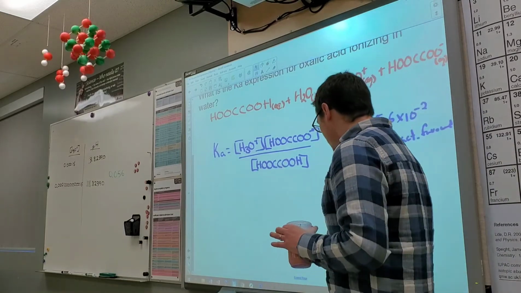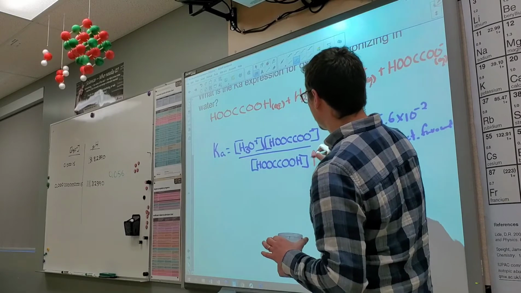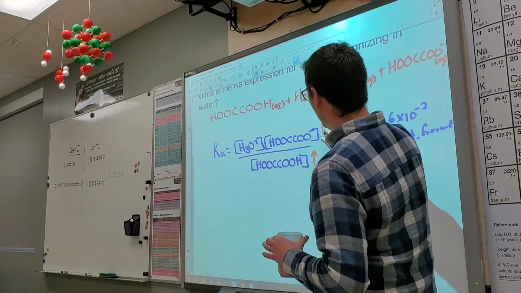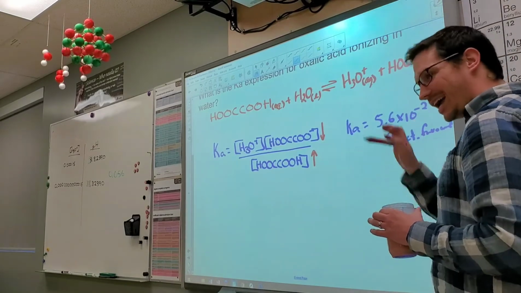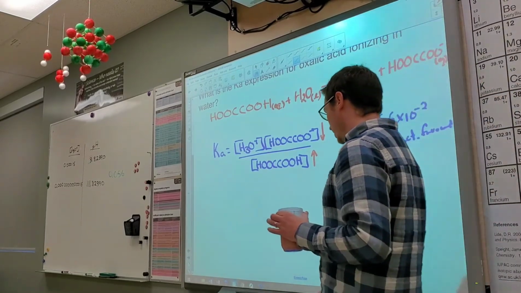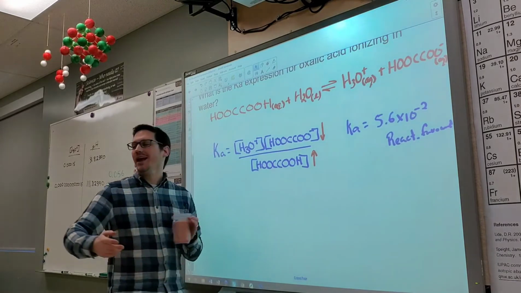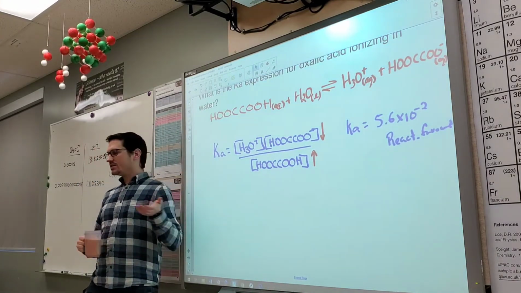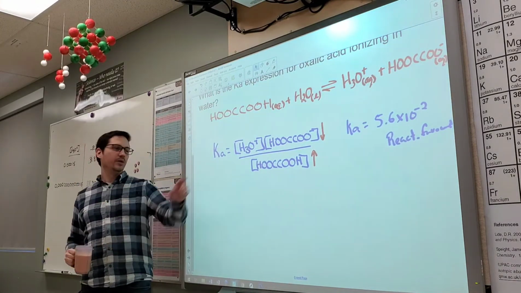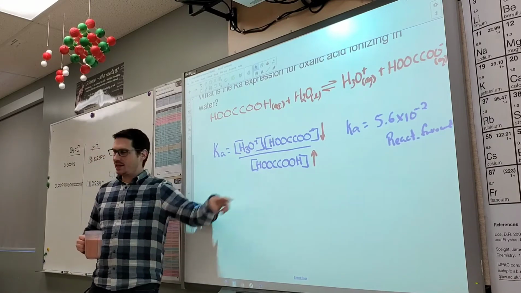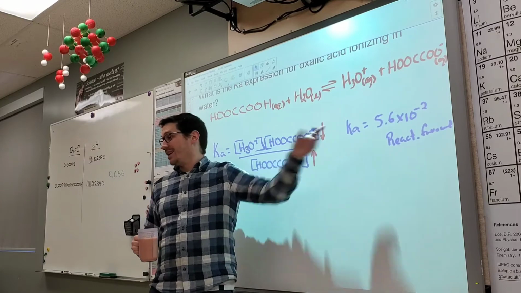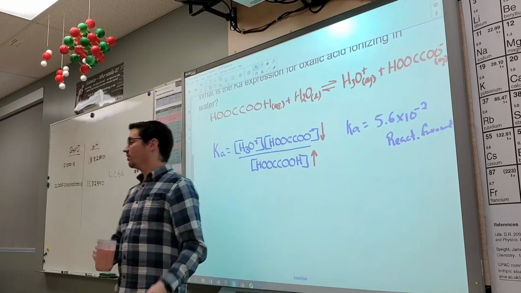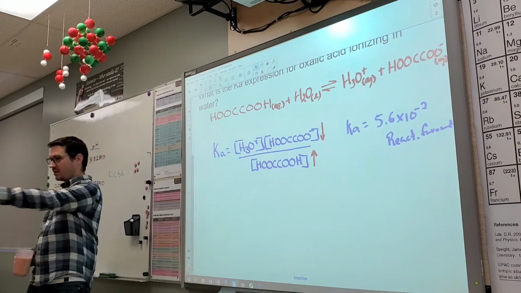So what that means is that there's a high concentration of this, and there's a low concentration of everything here, right? That's what's giving us a relatively tiny equilibrium constant. So if I were to ask you, which one of these is greater concentration at equilibrium? Is hydronium greater or is oxalic acid greater? You'd be able to tell only from the Ka. That's all you need in order to figure this out. Is that kind of okay?